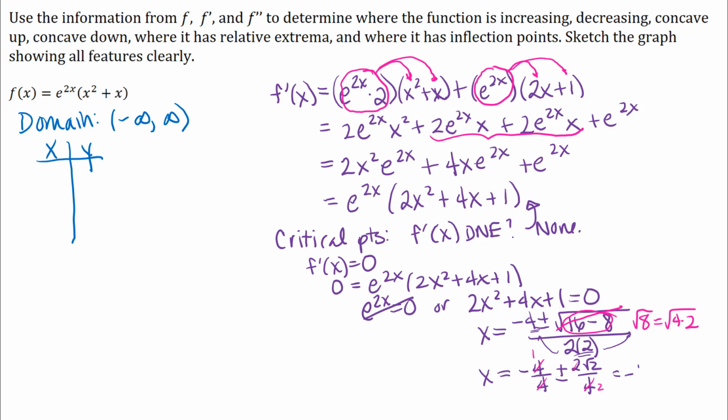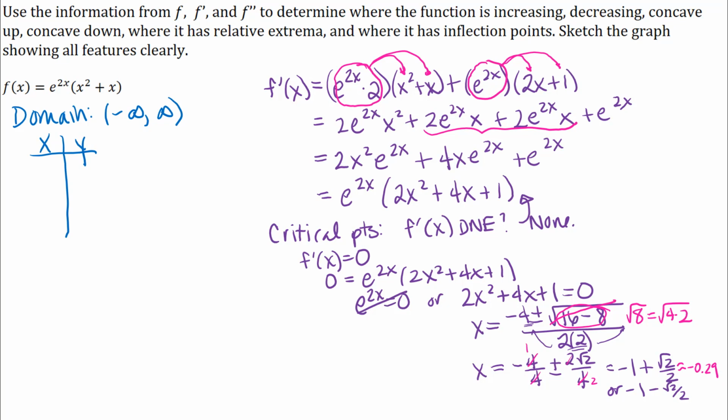So I have negative 1 plus square root of 2 over 2, and negative 1 minus square root of 2 over 2. I will at some point want some decimal approximations for those, so I'm going to go ahead and write them down here. Just get out your calculator and do negative 1 plus square root of 2 over 2. You get about negative 0.29. And then negative 1 minus square root of 2 over 2, I get about negative 1.71. So those decimal approximations will come in handy when I want to plot some points.